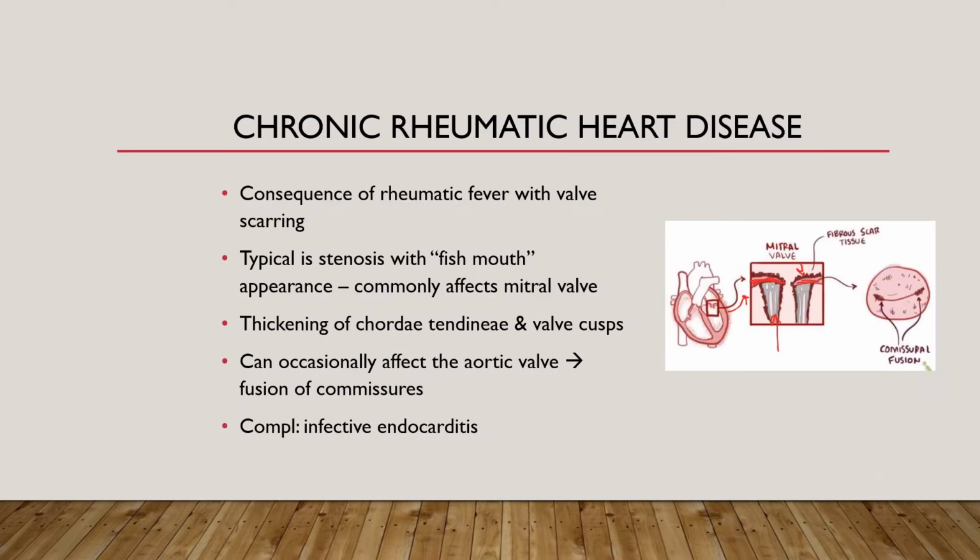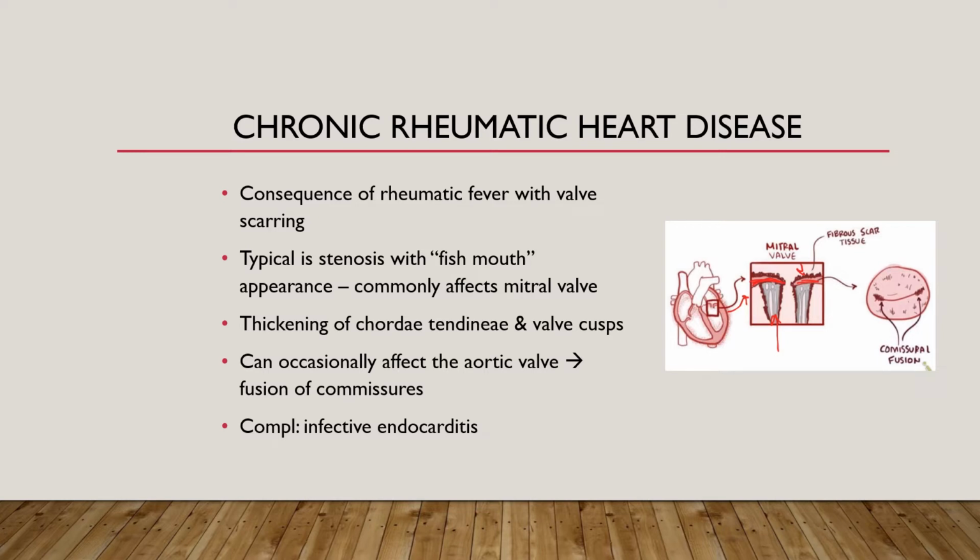Now moving on to chronic rheumatic heart disease. Acute rheumatic fever can actually progress to chronic rheumatic heart disease. So it's a consequence of rheumatic fever over time with scarring of the valves. What's typical is that you see a fish mouth appearance of the valves, which most commonly affects the mitral valve, as you can see in this picture.